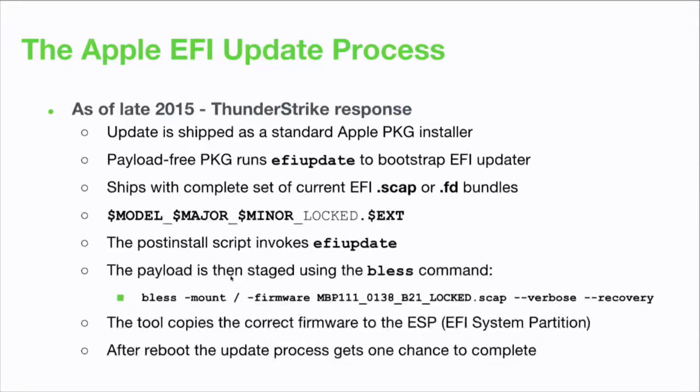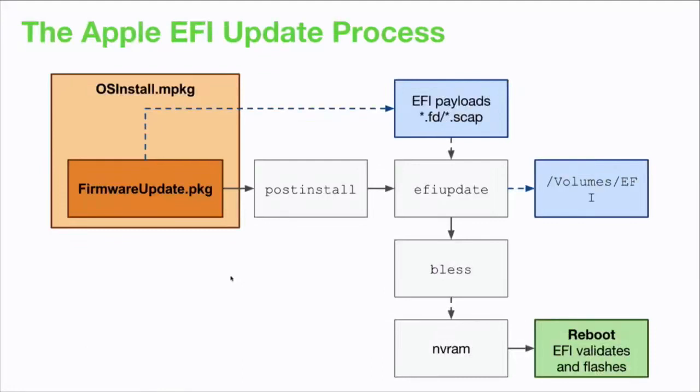It actually lines up, it checks whether an update needs to be done, and it lines up an update if so. And a more graphical explanation of how that works: the larger OS install fires off the firmware update, kicks off a post install that does the work of determining whether an update is required, and uses the bless command to set some NVRAM variables, as well as copying the updated EFI firmware payload to the ESP volume, called /Volumes/EFI on macOS.